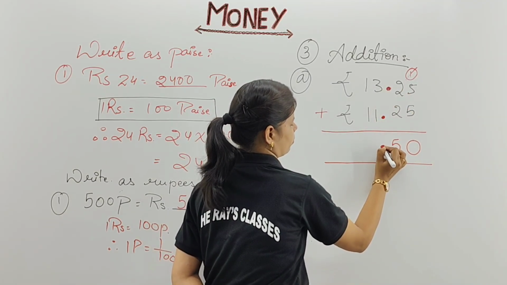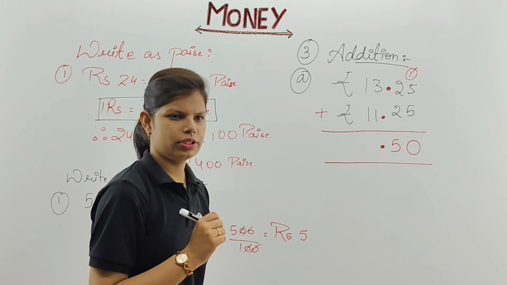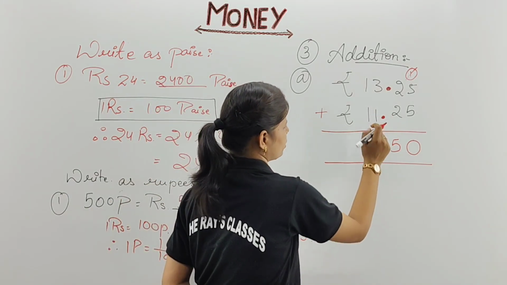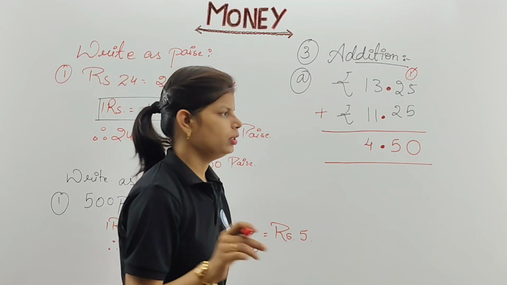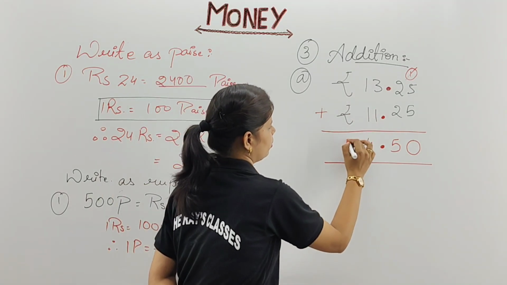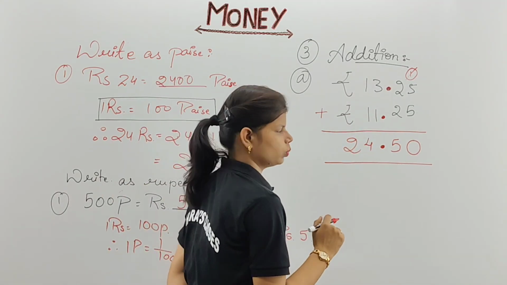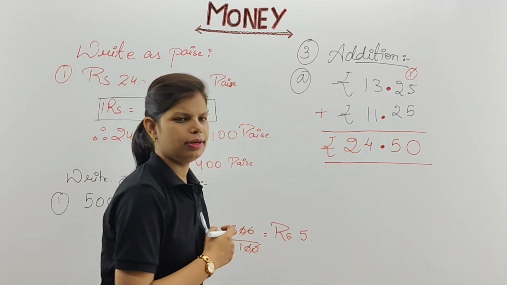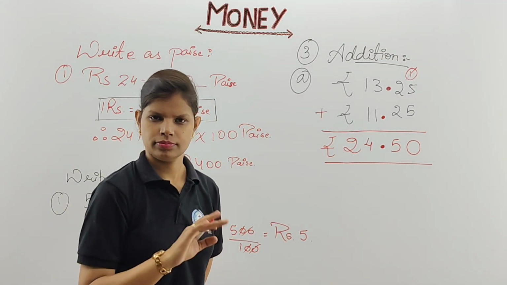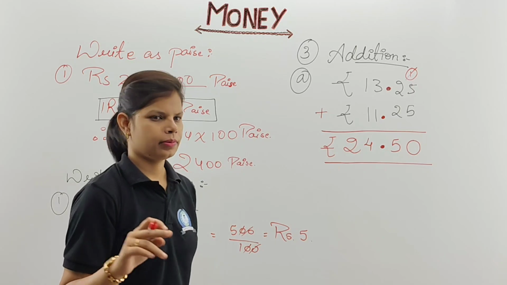Clear? Put this dot symbol. Now what are you going to write? 3 plus 1 we are having 4. Understood? Now 1 plus 1, 2. So what is your answer? Your answer is rupees 24.50. Clear to you now?